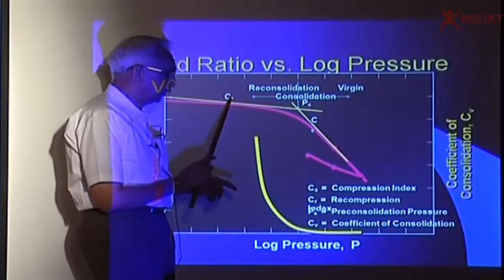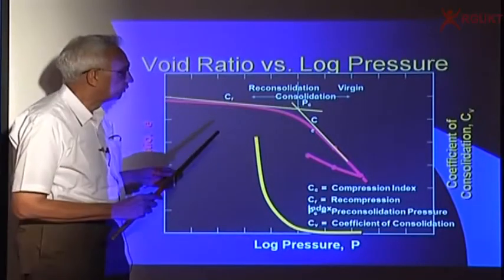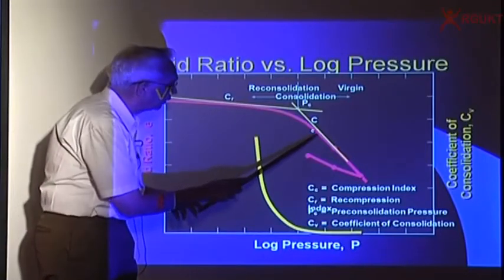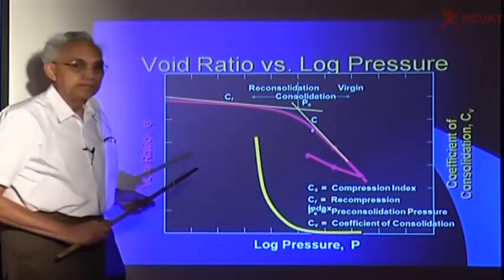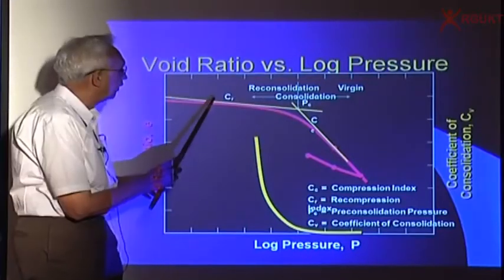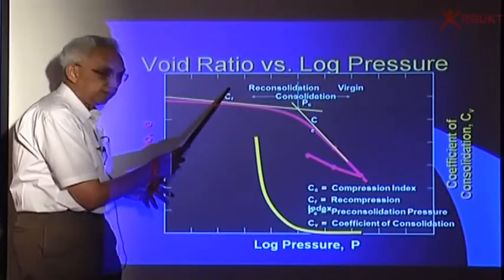That's why you call it CR. You can also call it CC. It doesn't matter. I mean CS, swelling pressure, swelling coefficient or index. And here you have CC, which gives me the loading for the first time. So obviously when you want to estimate settlements in this region, I have to use this CR or CS.